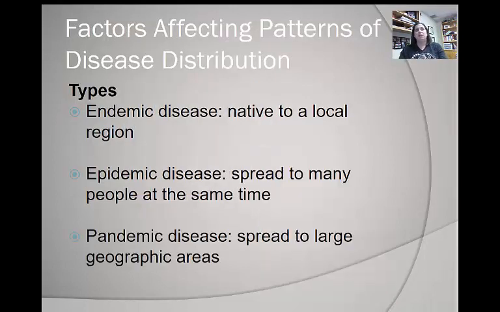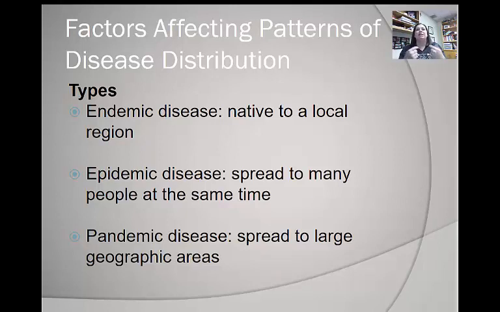Now, when we study epidemiology, there are going to be some different types of diseases that come into play. The first is what we call an endemic disease, and this is a disease that's native to a local region. An endemic disease would be something that affects that region locally and it's an issue, but in other places in the world it's not a problem.